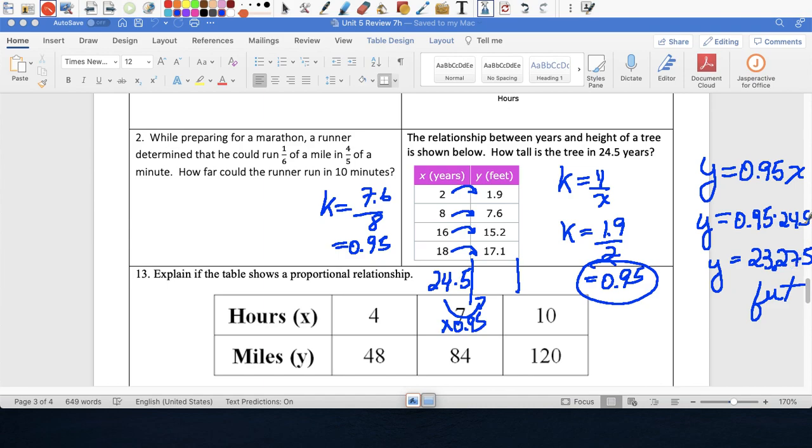Okay? Feet. That doesn't say feet, that says foot. Feet.